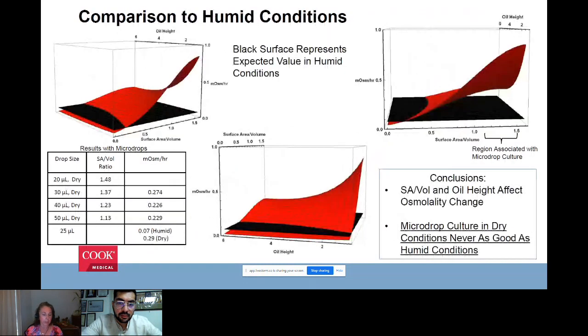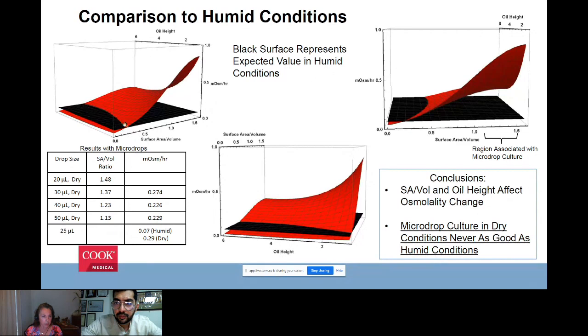So this is actually making it even easier to look at. It's the same graph as before, but this time we're looking at this black surface representing the expected value in humid conditions. So anything that's above this black surface means that it is actually a more rapid change in osmolality. Now, we're looking at this with 30 microliter drops of medium and 3 millimeters of overlay of oil.